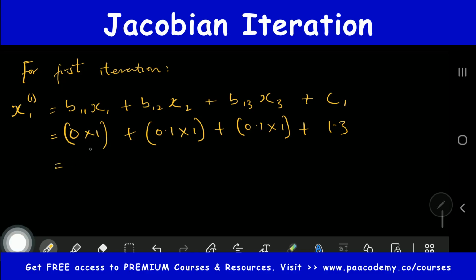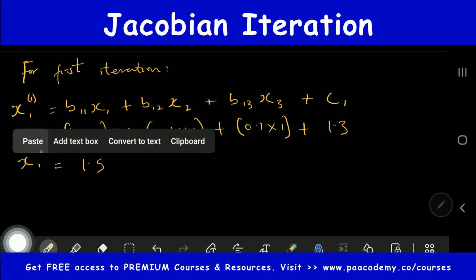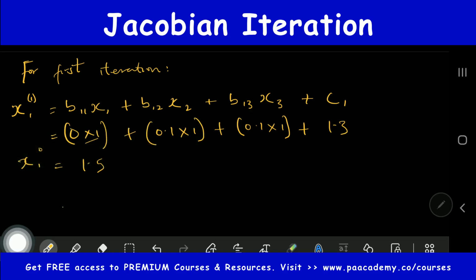If you simplify this, we are going to get 1.5, because this is going to be 0, this is 0.1, 0.1, and 1.3, and that will give us 1.5. So that means our x1 of 1 is 1.5. Now let's go to x2. Now this is where the difference starts.